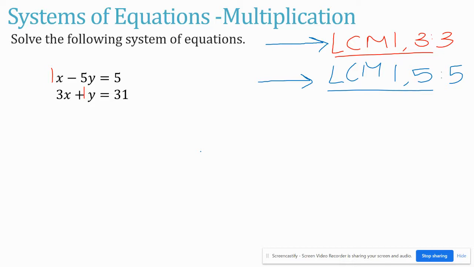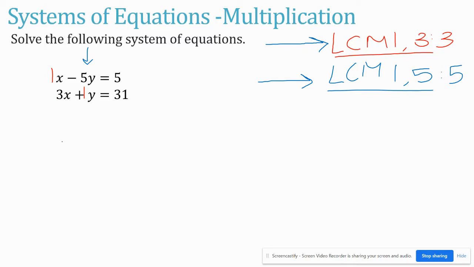So I am going to focus on the y values here. Why? Because this is negative and this is positive. So I won't have to multiply by a negative number because I already have opposite signs. If I was focusing on 2 positive terms, I would have to multiply by a negative number, and I don't really want to do that.